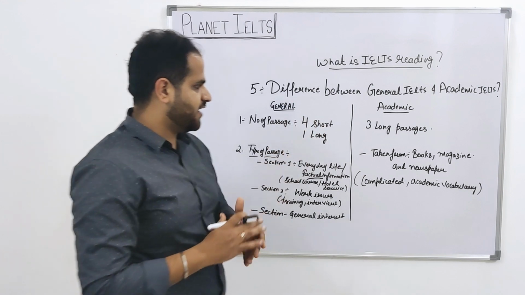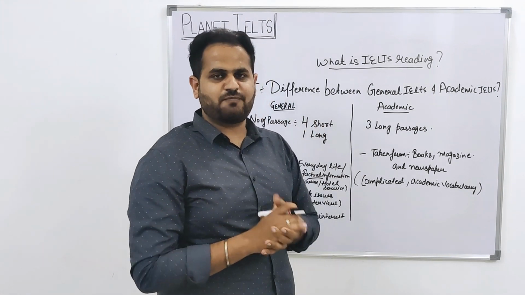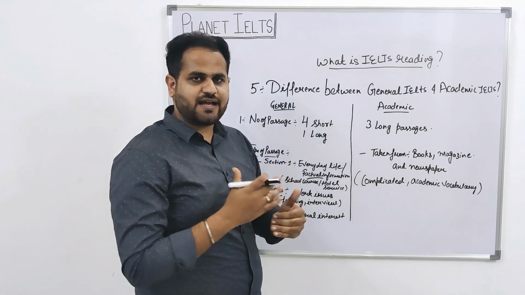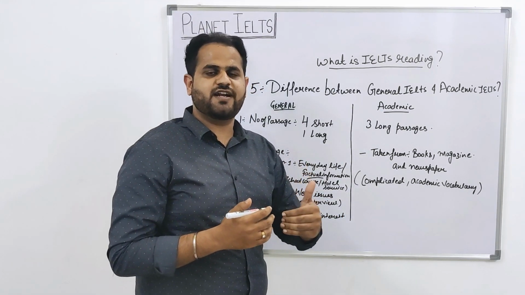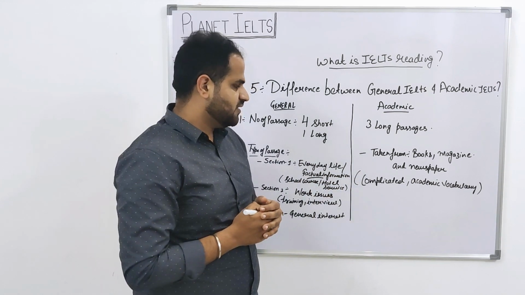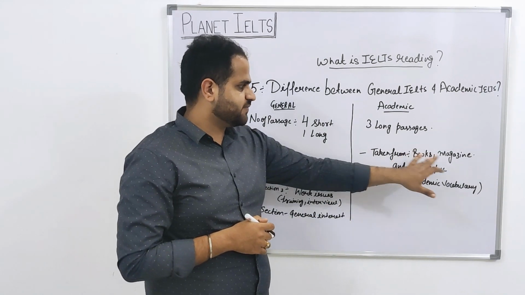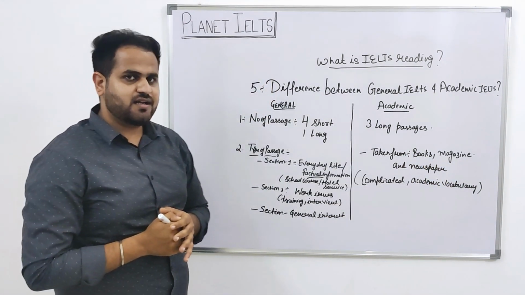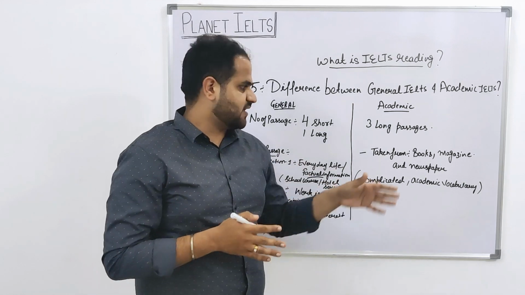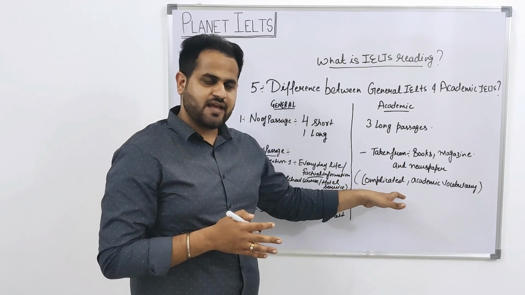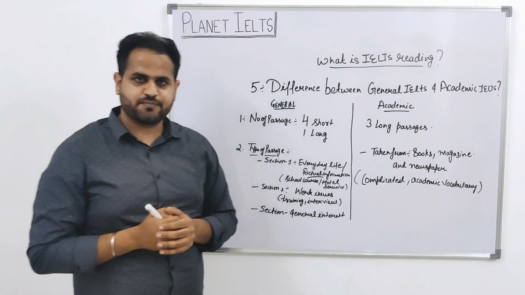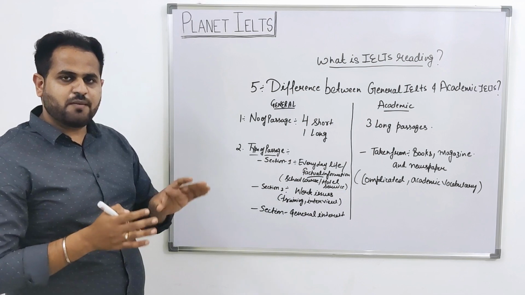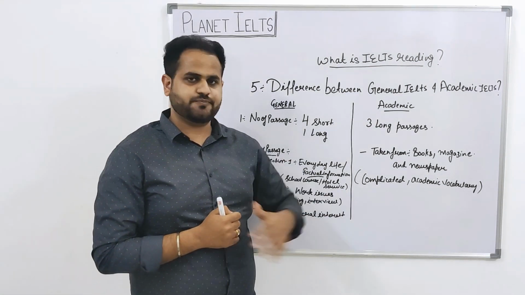Now moving forward to academic, if we talk about the types of passages, academic passages have similar kind of content in all the three passages. The content can be taken from books, magazines or newspapers. Please note that the language in this content is going to be complicated and there is going to be academic vocabulary. However, the language here in general content is going to be a bit easier compared to the academic one.